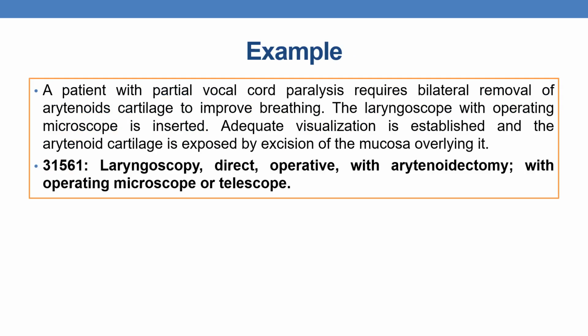Now let us see an example. A patient with partial vocal cord paralysis requires bilateral removal of arytenoid cartilage to improve breathing. The laryngoscope with operating microscope is inserted and adequate visualization is established and the arytenoid cartilage is exposed by excision of mucosa overlying it. Here, removal of arytenoids, that is arytenoidectomy, with the use of operating microscope. The laryngoscopy is performed with arytenoidectomy. So the CPT is 31561. Laryngoscopy direct operative with arytenoidectomy with operating microscope or telescope.